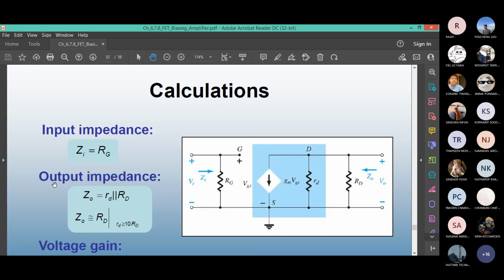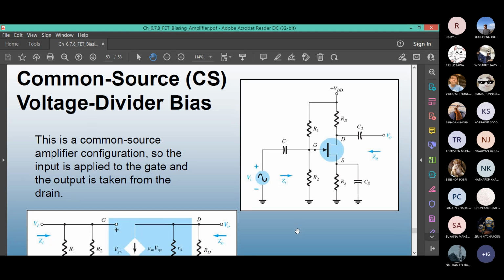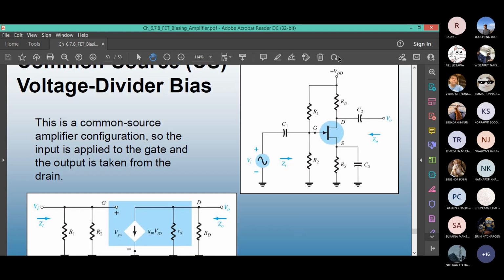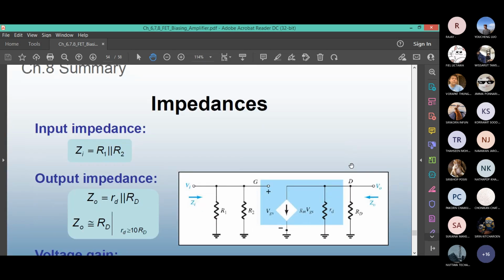Next is voltage divider bias. You can guess what happens in this case. On the input side, you have two resistors R1, R2 in parallel. That is your input impedance. The output impedance will be just RD parallel with small rd. RS is shorted out. Sometimes the capacitor is unbypassed, then the equation becomes more complicated.